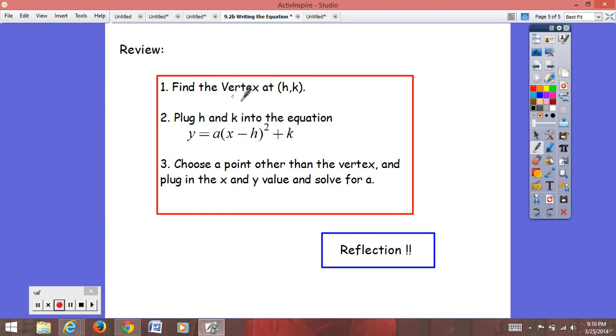So just to review, first find your vertex, and those are our points (h, k). We can plug into our equation. So you will have y equals a times (x minus h) quantity squared plus k. Then you need to choose another point besides your vertex, plug in the x and y value of that point into your equation, solve for a, and then last but not least, you want to rewrite the equation with your a.